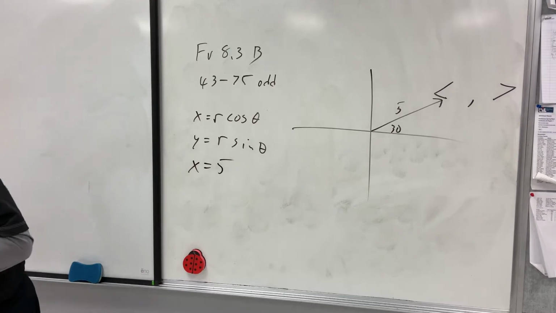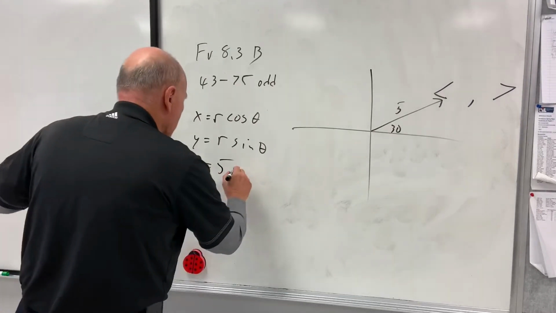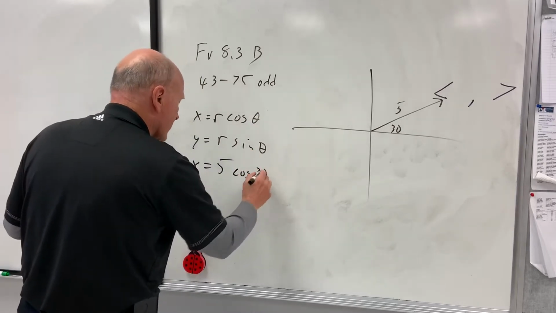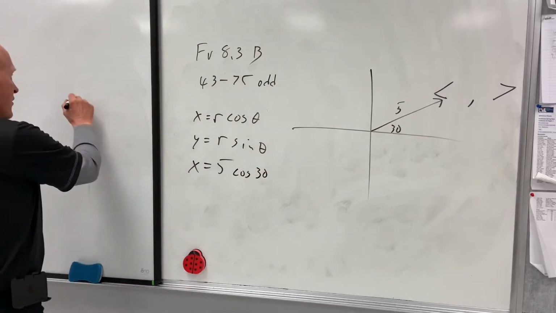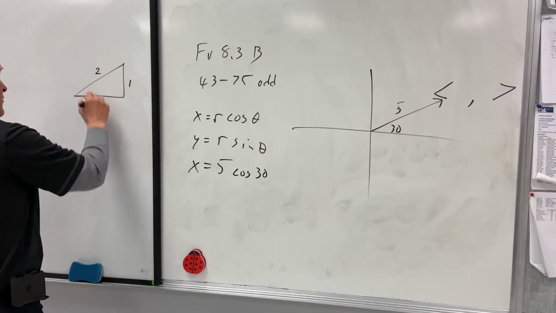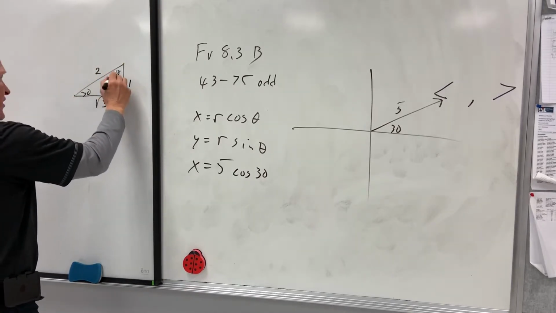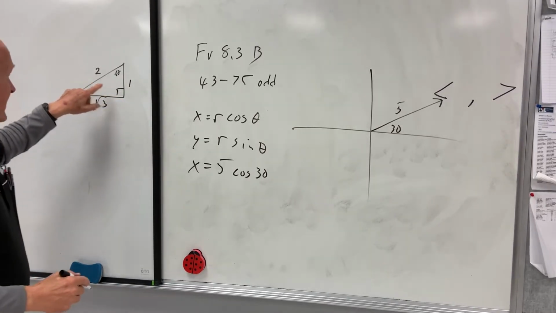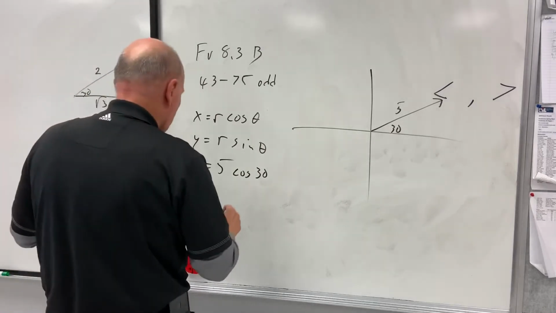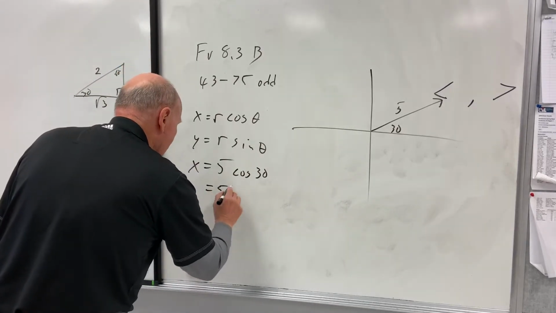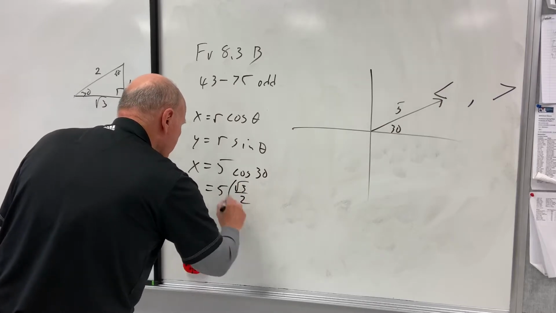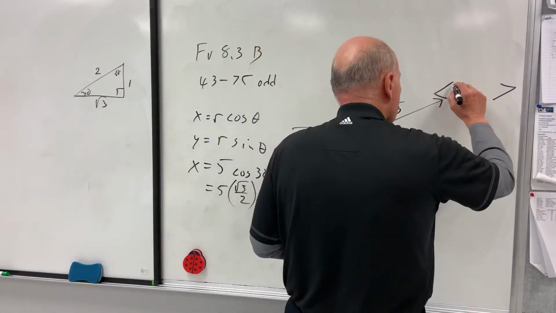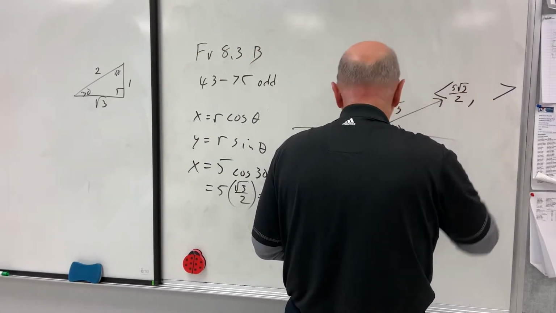Make sure that the 5 is what they have, and they do. All right, cosine of theta, and theta in this case is 30 degrees. Of course, we know that's the square root of 3 over 2. We have this memorized: 1, 2, square root of 3, 30, 60. Cosine is adjacent over hypotenuse, so that would be the square root of 3 over 2. So 5 times the square root of 3 over 2 gives me 5 square root of 3 over 2. So the x component is 5 square root of 3 over 2.